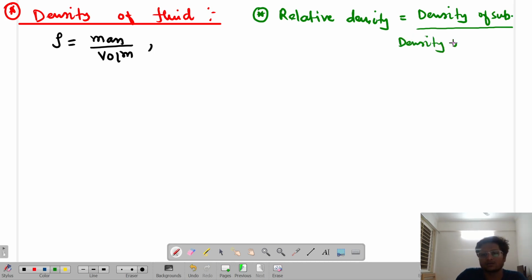Yeah, why 4 degree? You will get to understand in thermal physics why 4 degree centigrade. Are you able to get me or not? So we have a reference frame of density. You can't understand density unless you have a reference frame, isn't it?